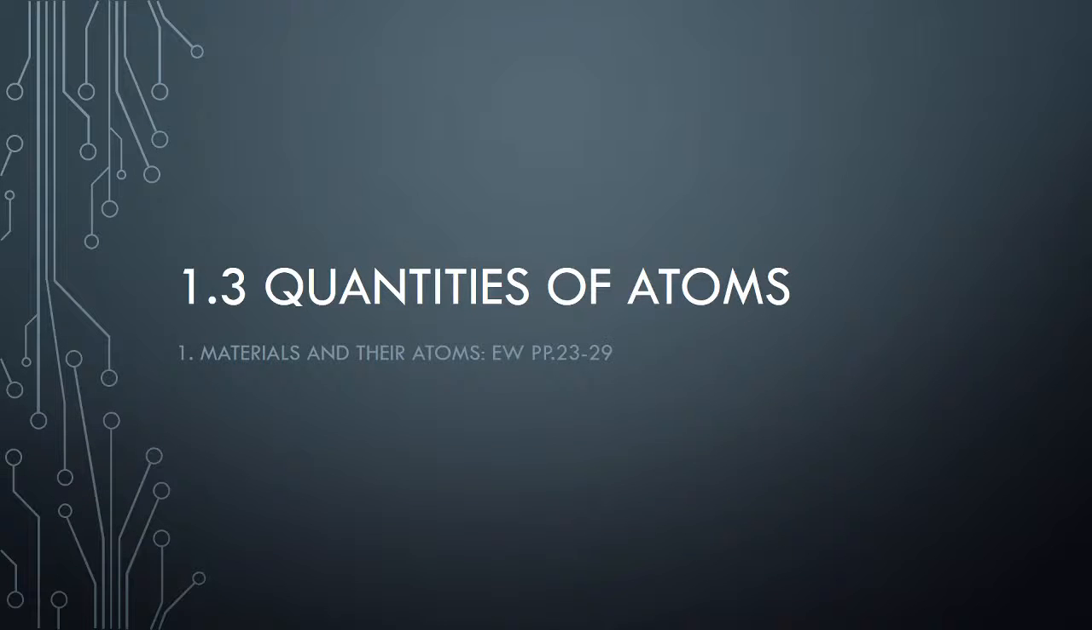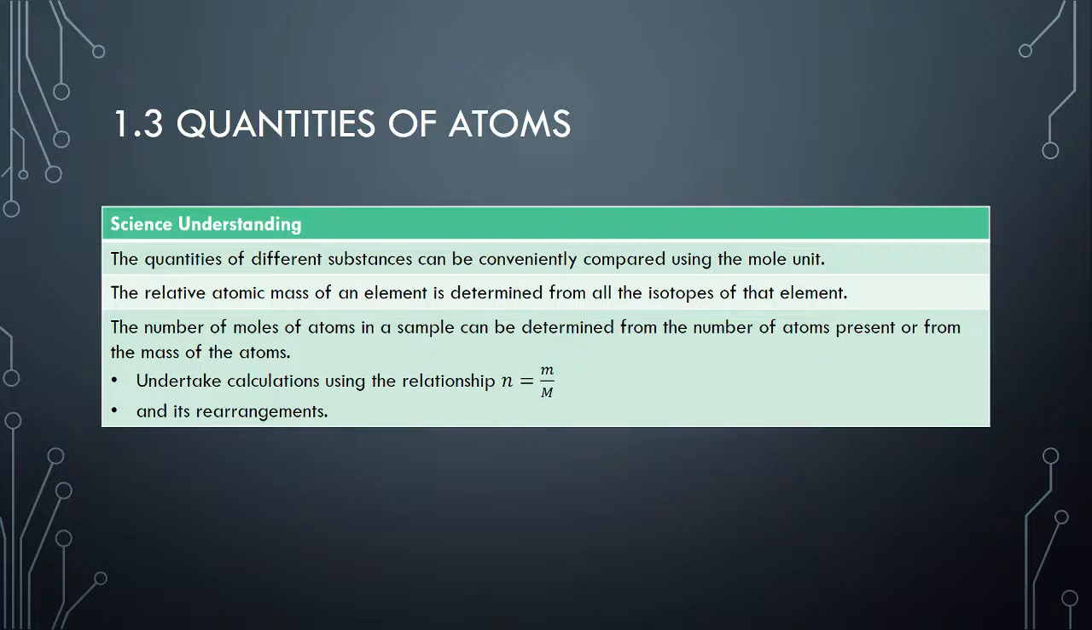Hello everyone, this is the third and final video of 1.3 quantities of atoms. In this video, we'll be looking at the second part mainly, which is the second box in this science understanding table. The relative atomic mass of an element is determined from all the isotopes of the element. So it will refer to something like why the mass number of each element on the periodic table has a decimal number. Why not the whole number?